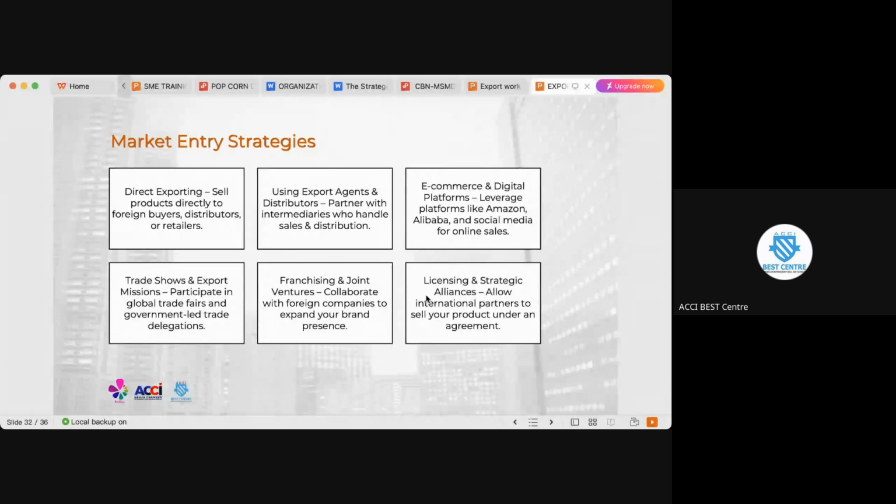E-commerce and digital platforms. This has also been a platform that has exposed a lot of Nigerians and Nigerian products, the likes of Amazon, the likes of eBay, the likes of Alibaba, a lot of other platforms like that. Trade shows and export missions. Participate. Sometimes we say trade show is expensive, but it is important. Either you have customers already in that country, or you have researched the country and you realize that this country is good for your market. Participate in trade shows.